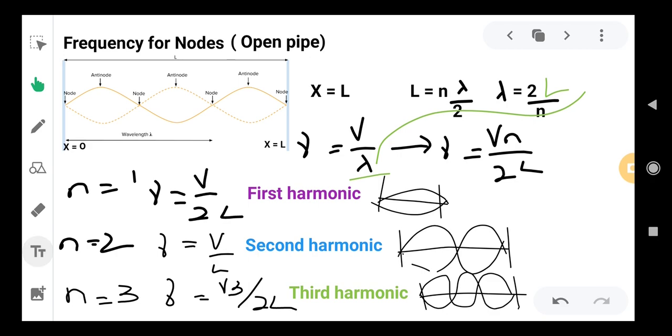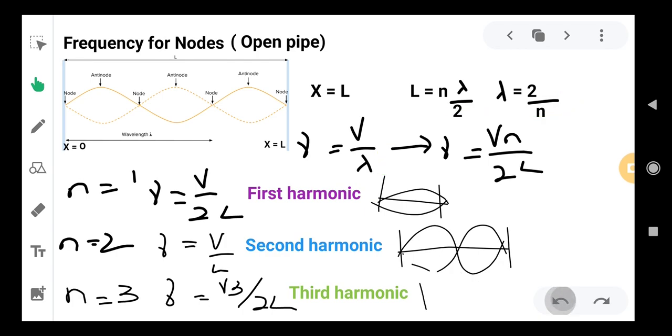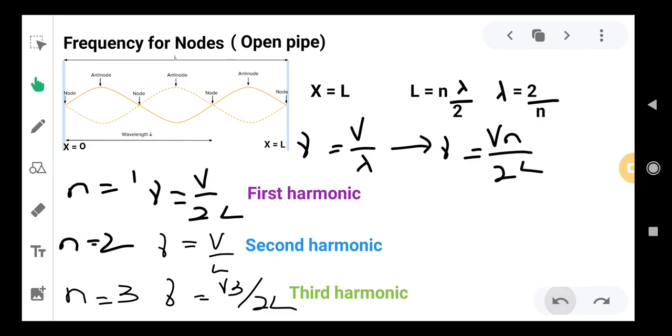Next, if n equals 1, then it is V divided by 2L. If n equals 2, V divided by L. If n equals 3, 3V by 2L. In this, we came to know the first harmonic, second harmonic and third harmonic. First harmonic means only one pulse arises.